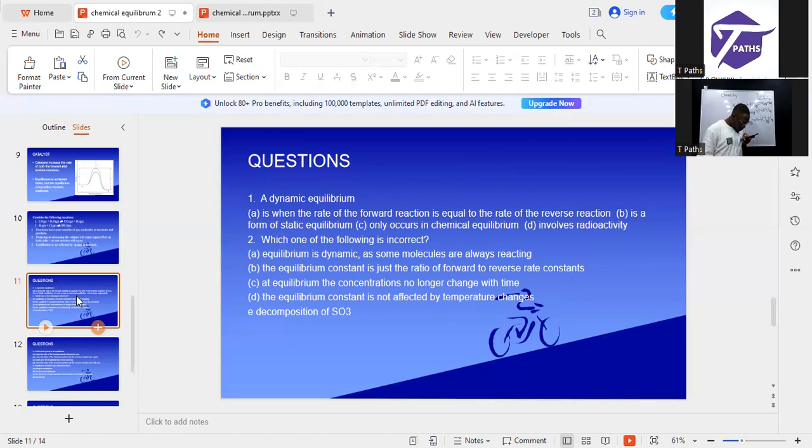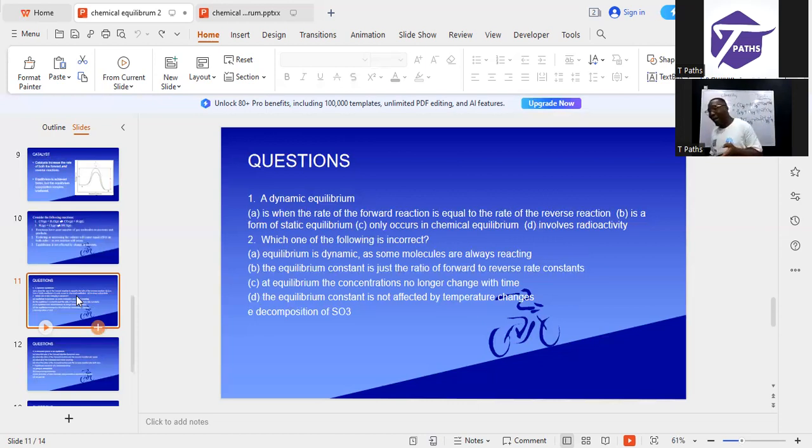So you can see that it is when the rate of the forward reaction and the reverse reaction are equal. So let's understand questions like that. Let's look at the options there. Option C, only occurs in chemical equilibrium? No. Dynamic equilibrium does not only occur in chemical equilibrium. Involves radioactivity? No, it does not involve radioactivity. Is a form of static equilibrium? No.